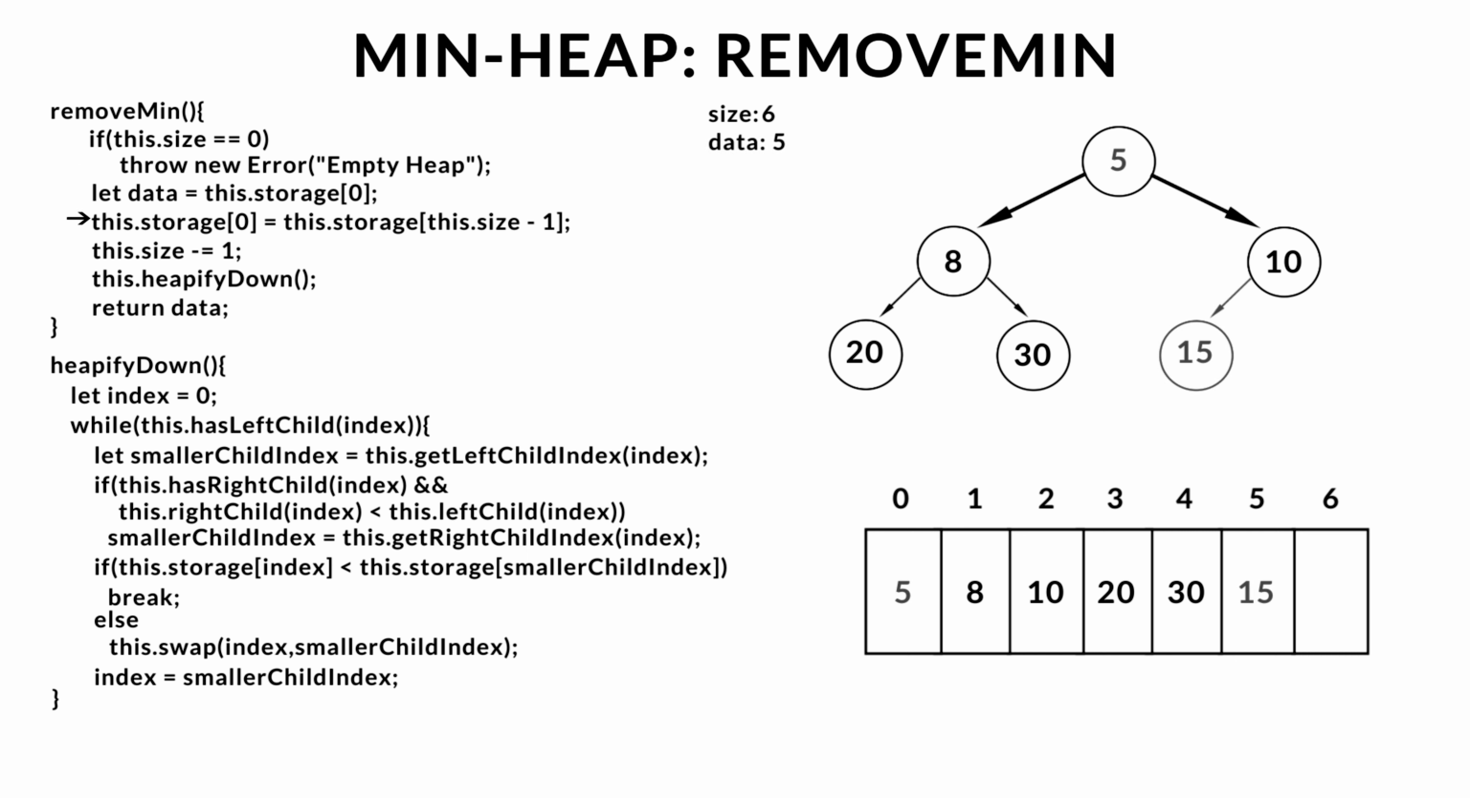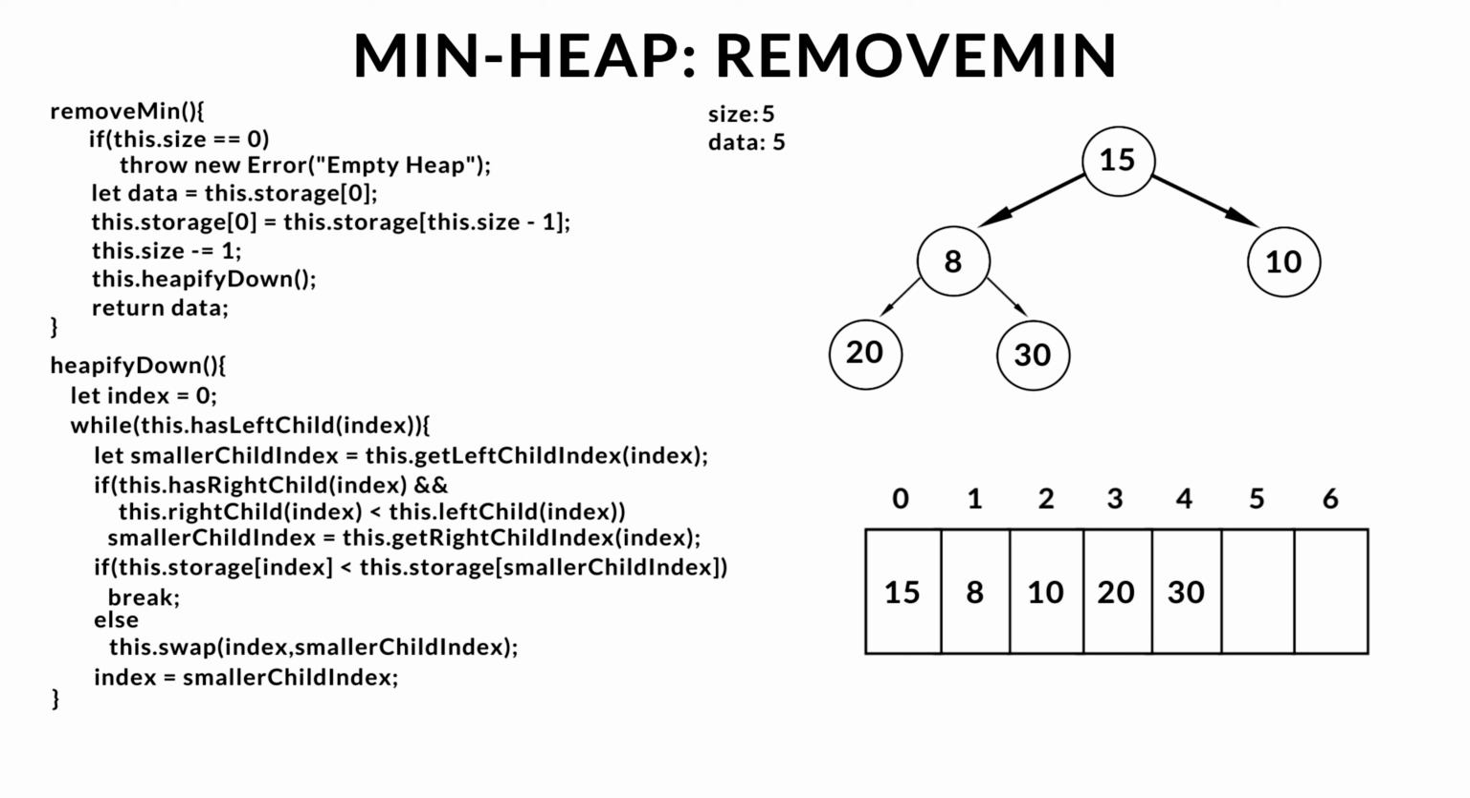We then go ahead and replace the root node with the last node within the heap. And then from here, we can go ahead and decrement the size, since we successfully removed a node from our heap. Now, it's time to put our newly inserted root element in the right position. So let's go ahead and invoke our heapifyDown method.